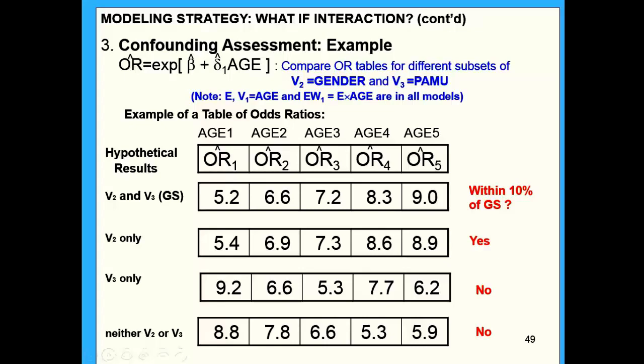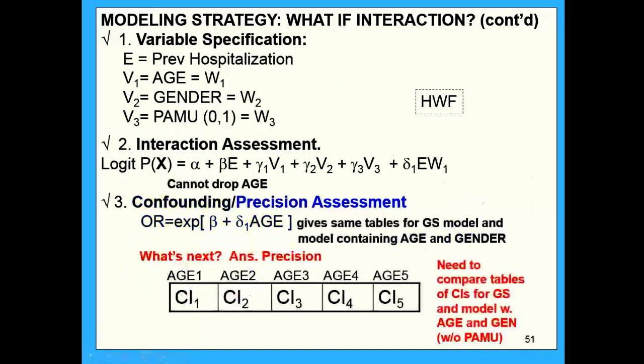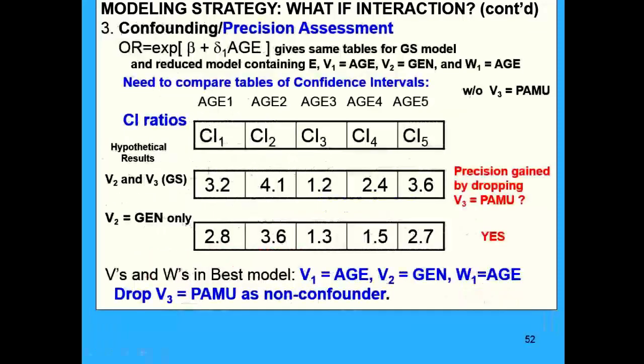Well, again, I've dealt with confounding. The next thing I do is precision. And so what do we do next? We deal with precision. And now when we're dealing with precision, we're talking about a table of confidence intervals, not a table of odds ratios. But if we decided age is going to be split up into 5 age categories, we're going to talk about 5 confidence intervals that we're going to compare. Now we've got to narrow it down to 2 models. And what we do is we look at the confidence interval for the gold standard model, the set of confidence intervals.